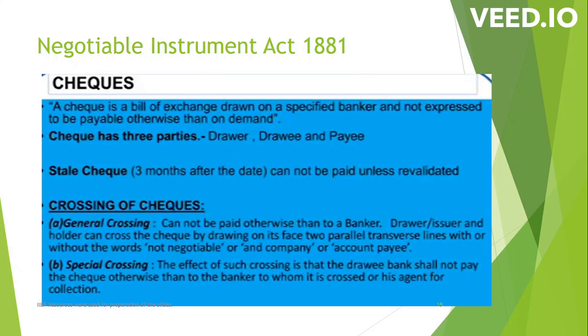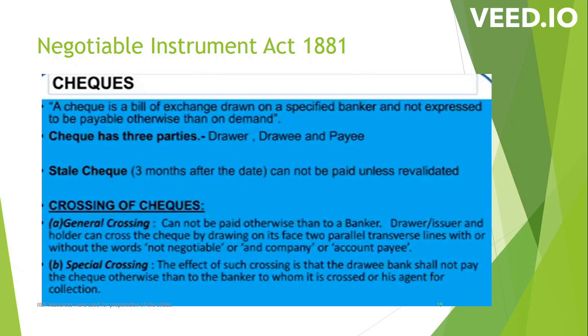Now, another dimension is mentioned here, the stale check. Now, what is a stale check? Let's say I give you a check on 1st of January, the start of the year. Now, you see, what is the validity period for a check? Validity is 3 months. After 3 months, you cannot use this instrument.